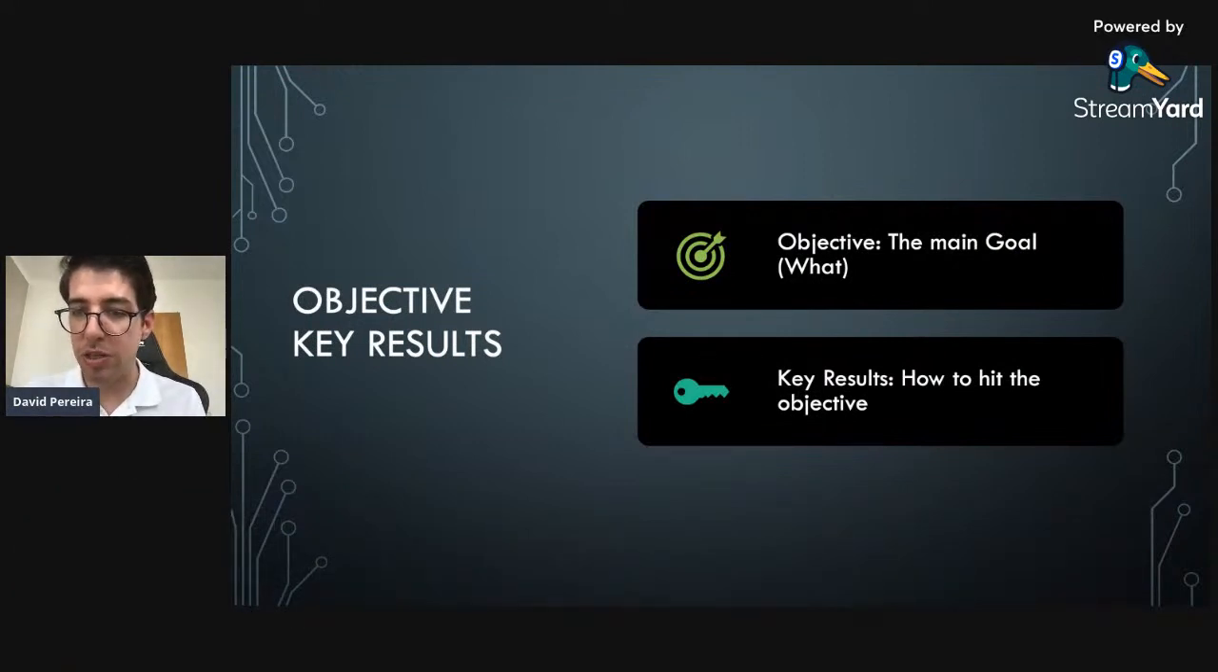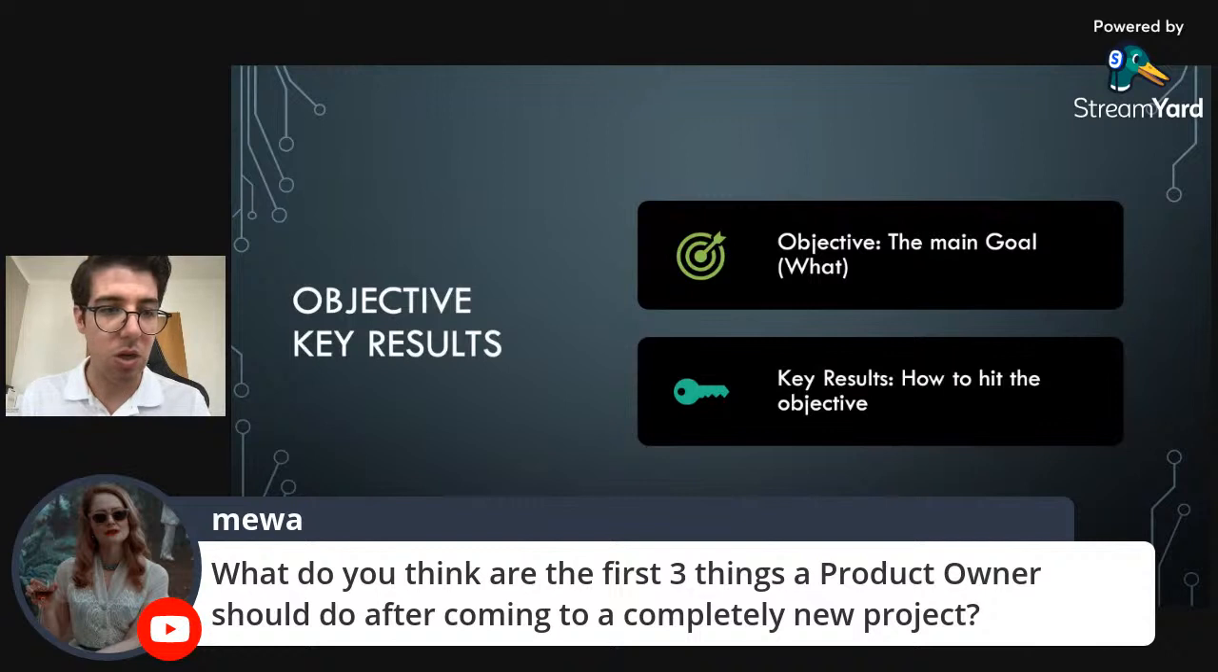There are more questions here. Let me take one. What do you think are the first three things product owners should do after coming to a completely new project? Well, I think I wrote an article about the 9 things product owners should do once they start a new team. The first one I believe to be getting to know the business model. Because if you don't understand how the business model works, you cannot do anything in the product.